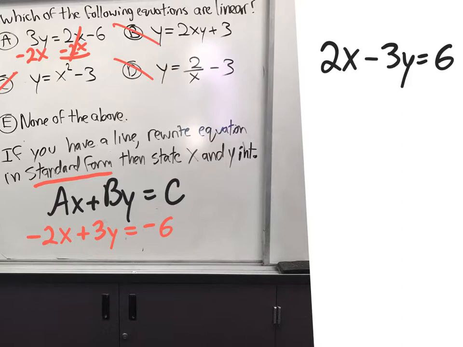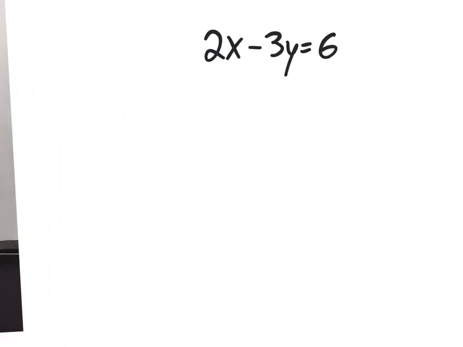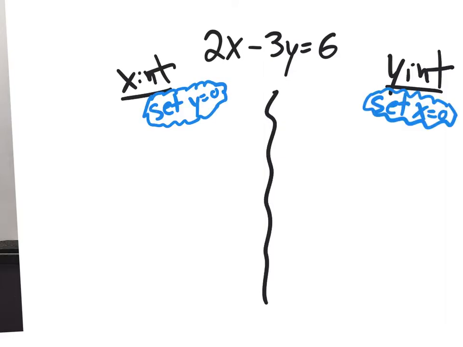And then it says after that, state the x and the y intercepts. So after that, we're going to do some work here. We're going to say x int, y int with the squiggly line between it. And to find the x intercept, what do you do? You set y equal to 0. And to find the y intercept, you set x equal to 0, right? Okay, so let's actually do this. Let's take that y value of 0 and put it right in there.